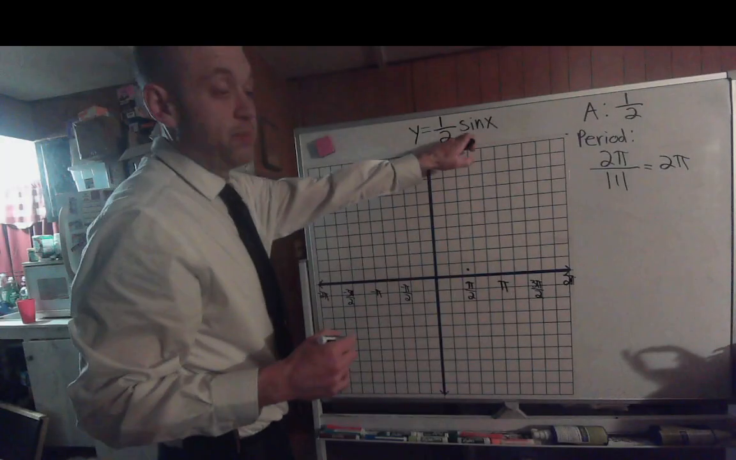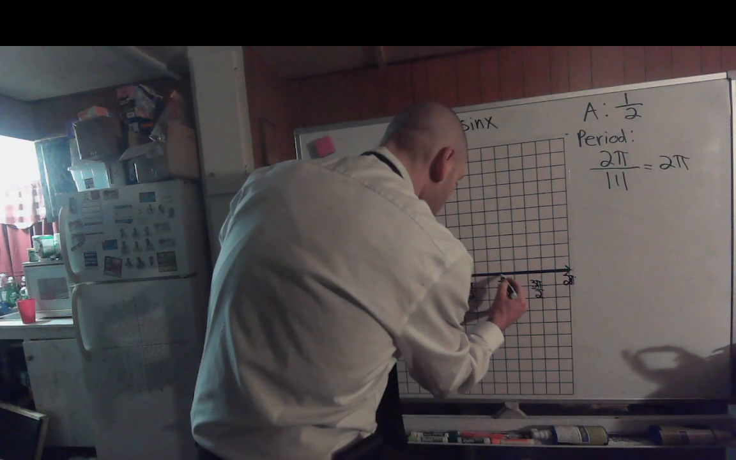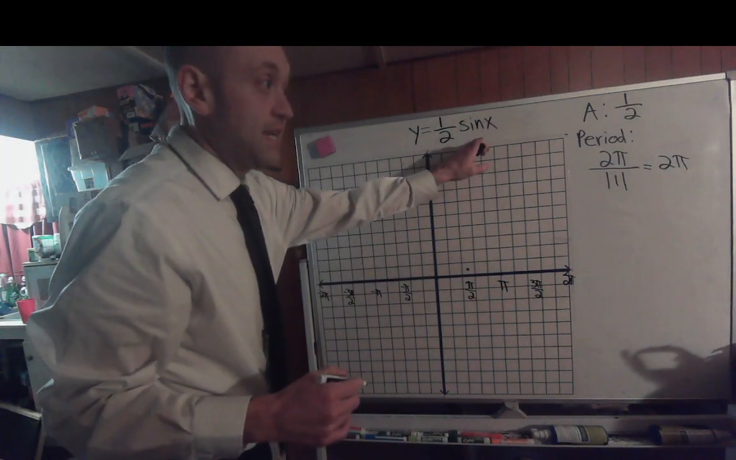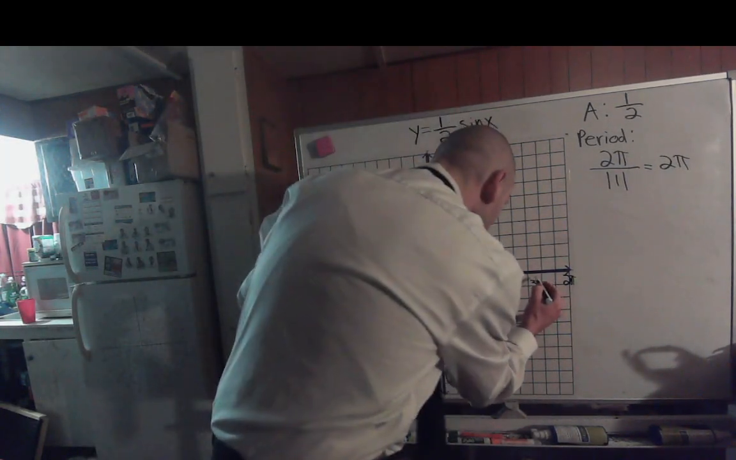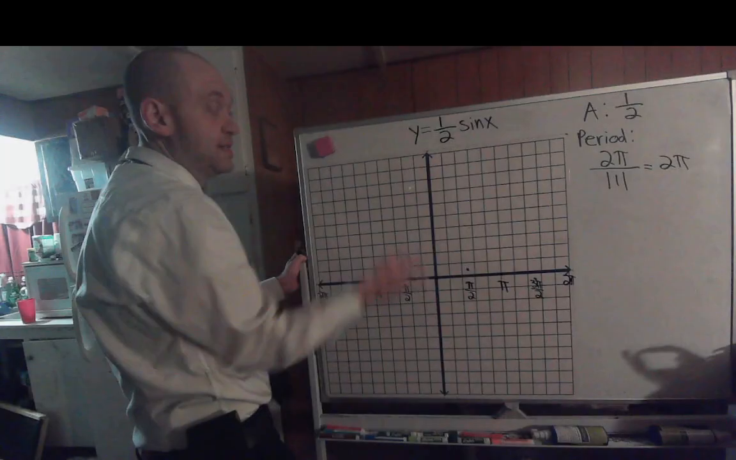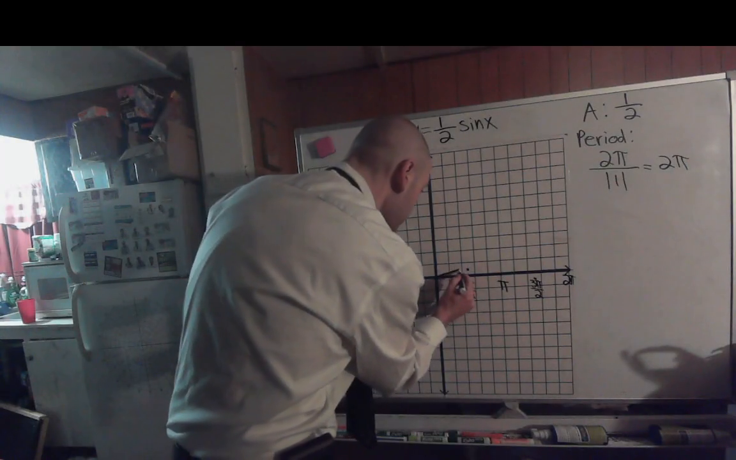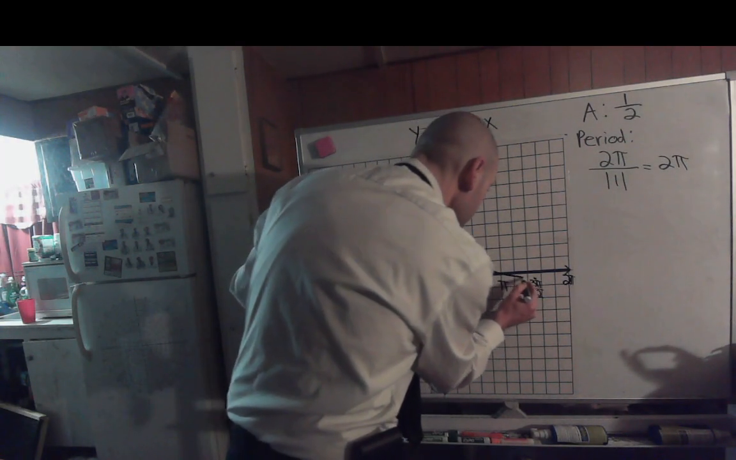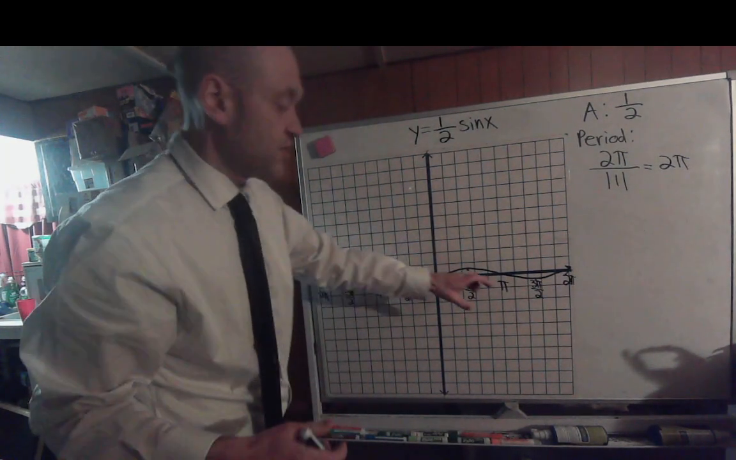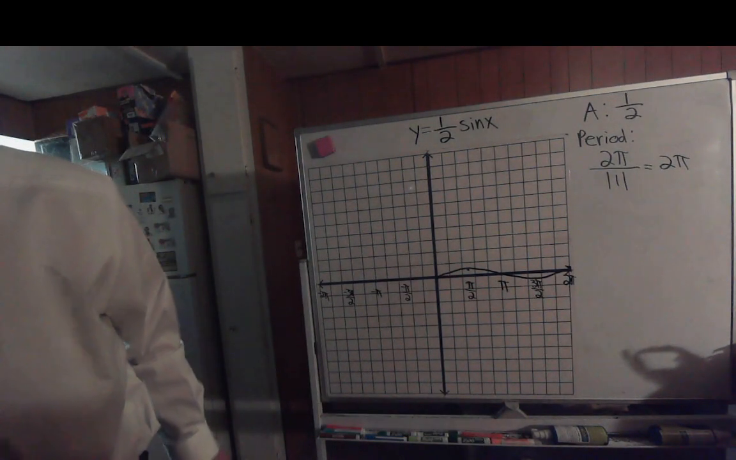Now, what's the sine of pi? That's 0. Half of 0 is still 0. What's the sine of 3 pi over 2? That's negative 1. Half of negative 1 is, well, negative 1/2. And then the sine of 2 pi is 0. Half of 0 is 0. So let's go ahead and graph this function here. You notice it's already shrunk vertically as far as the graph goes for the curve.